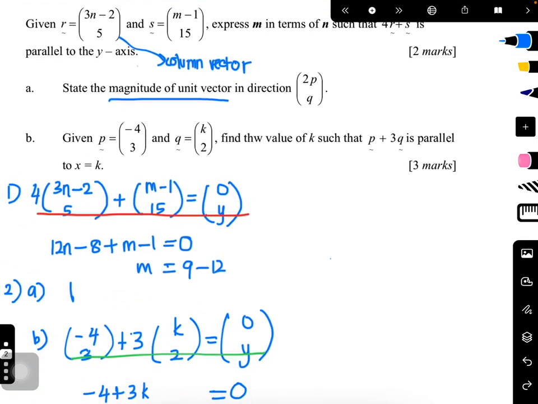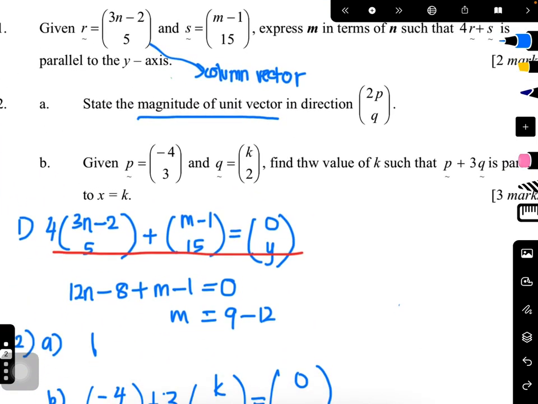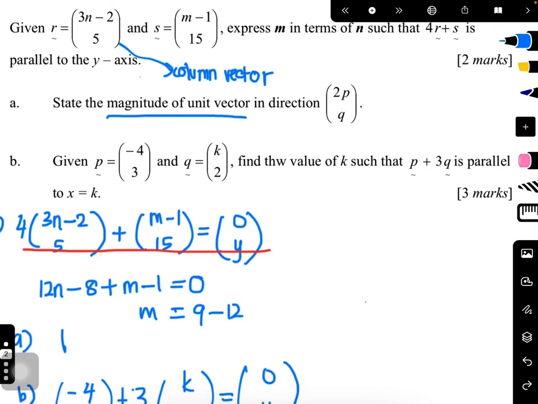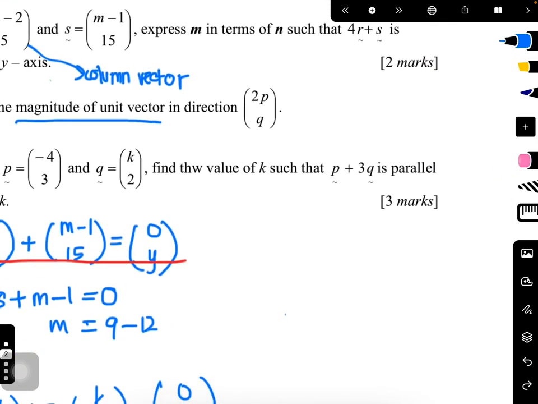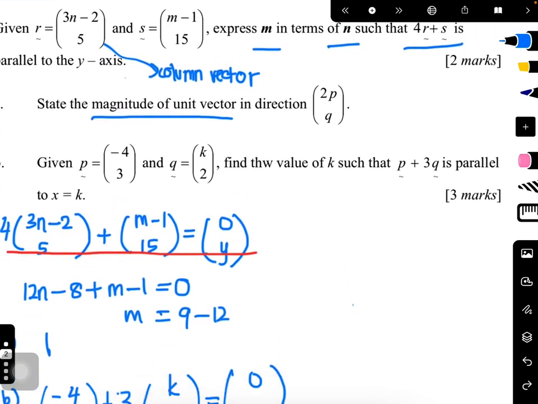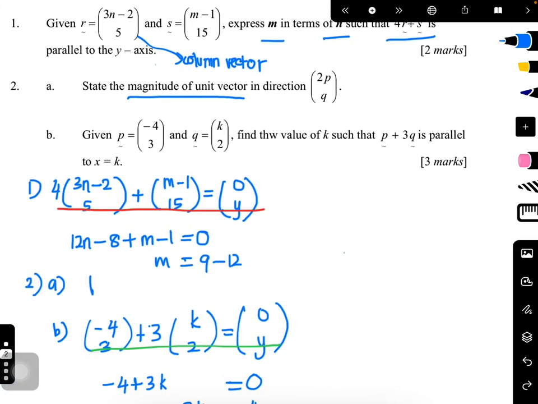Okay, first question. Given R equal to, they give the vector in column vector form. They give the vectors, and what we need to do is express m in terms of n such that R plus S is parallel to the y-axis. Firstly, we need to understand what is meant by parallel to the y-axis.